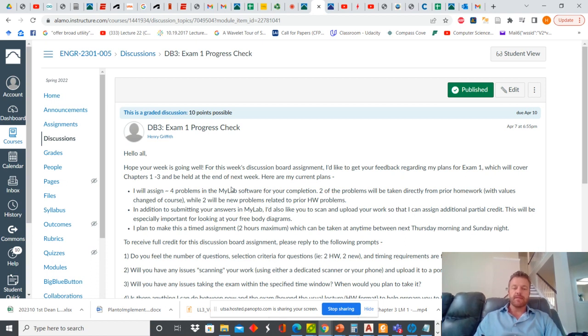I'd like to do 4 problems and have you complete them in the MyLab software. 2, I'd like to take directly from homework that we have had so far. Actually, maybe one of the problems we may not have seen yet. But 2 of those problems will be directly from the homework, and just the values will be changed. 2 will be new geometries or new setup, but they'll be conceptually related. It's not like they will be taken out of left field.